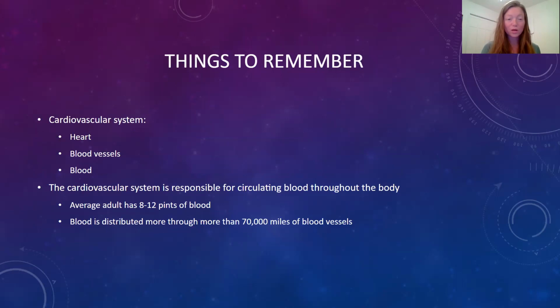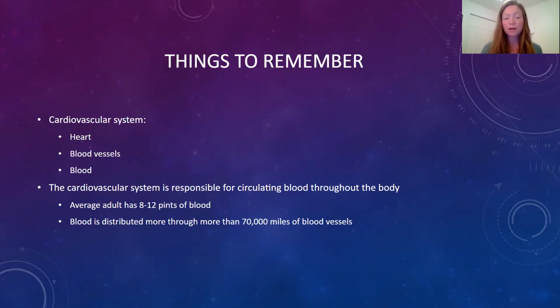All right, so some things to remember. The cardiovascular system is responsible for circulating blood throughout the body. Adults have an average of about 8 to 12 pints of blood in their body at any given time. So 1 pint is about 1 unit of blood, because we hear that a lot. We'll hear about someone getting a transfusion. The typical transfusion is 1 unit of blood.